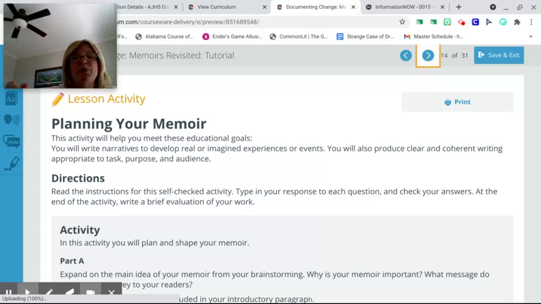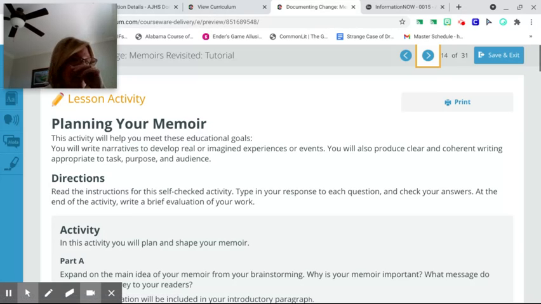This activity is going to help you meet some goals. And I've already mentioned them about the narrative writing. That's just a repeat of a previous slide.